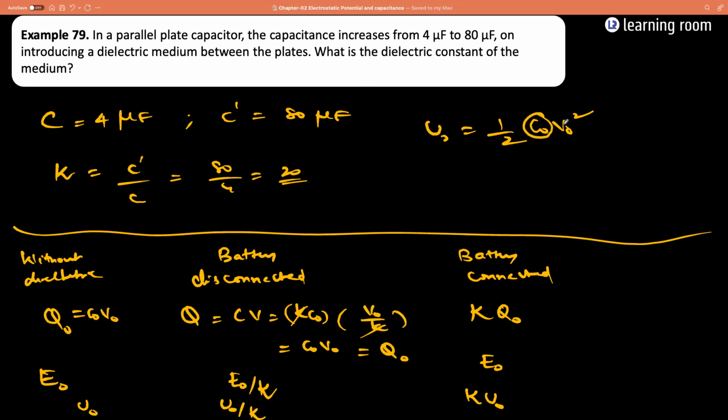So apply the value of C and V naught during the battery disconnected scenario, and plug in the value of C naught, V naught when the battery is connected. You will be able to find that the energy will decrease by a factor kappa when the battery is disconnected. It will increase by a factor kappa when the battery is connected. Okay. This is very, very important.